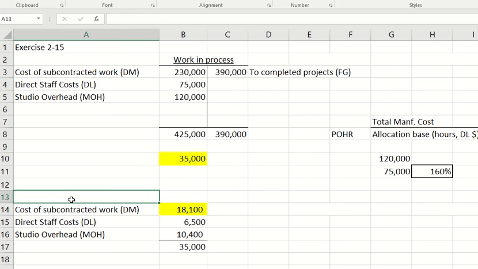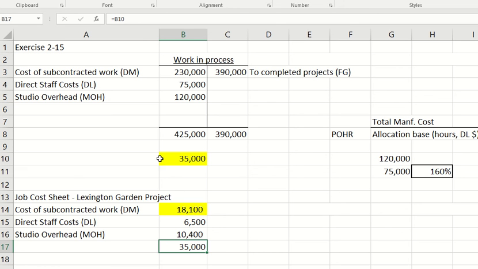We completed the job cost sheet because we know that the Lexington Garden project will have 35,000 of manufacturing cost. We know that 6,500 was from direct labor. Using a predetermined overhead rate, we found the manufacturing overhead that was going to be allocated to the project, and then by working backwards, we could find the direct materials there.